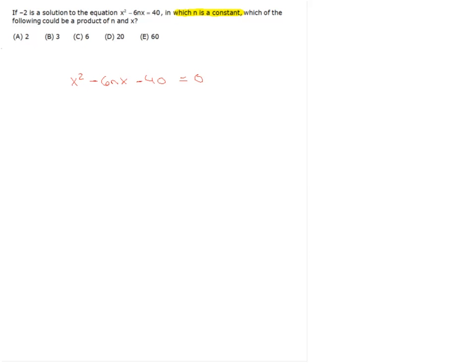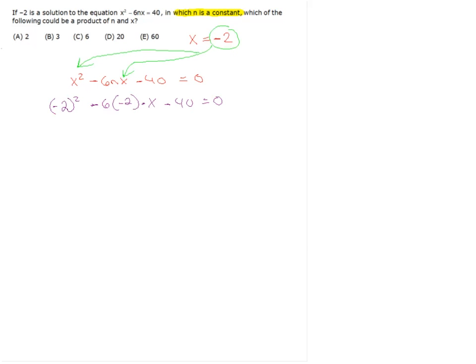So knowing that, we can say that x actually equals -2. And the beauty of that is that we can now take -2 and sub it in for x. So by doing that, we have -2 squared minus 6 times -2 times n minus 40 equals 0.